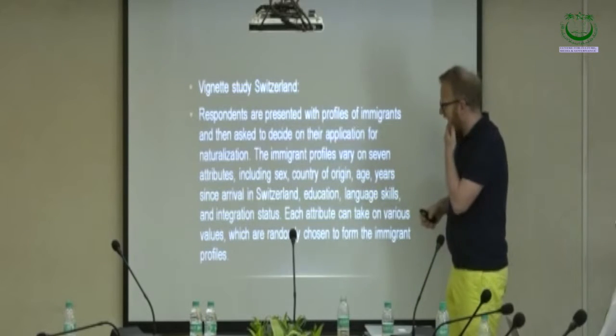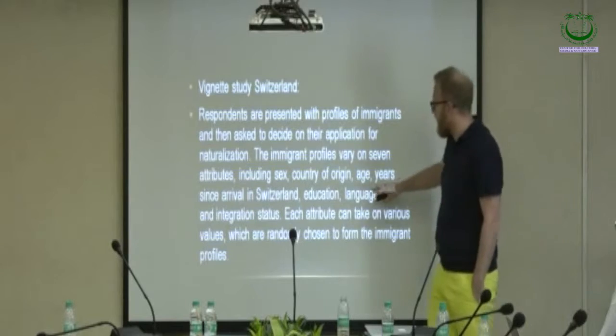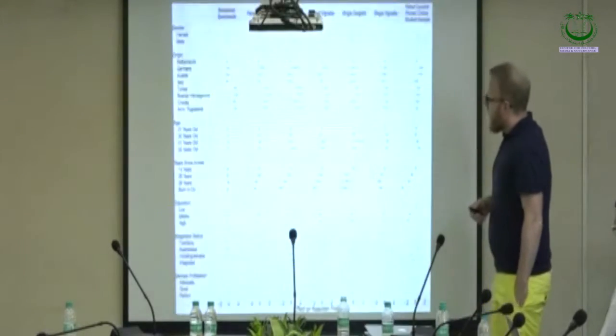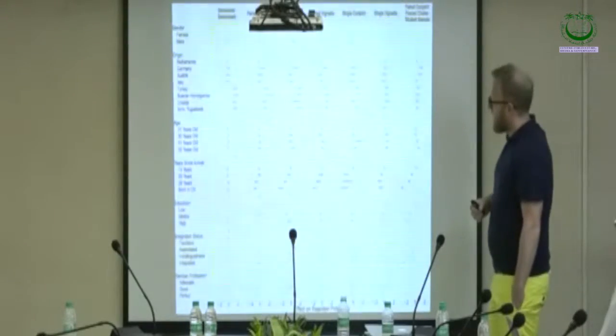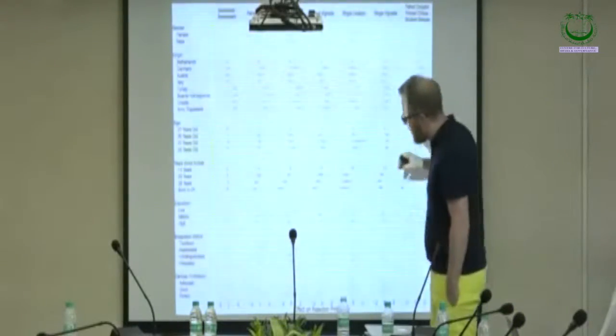The immigrant profiles vary on 7 attributes, including sex, country of origin, age, years since arrival in Switzerland, education, language, and integration status. And then you can come up with these types of really interesting results. And again, read also the article to get a bit more into the difference here.